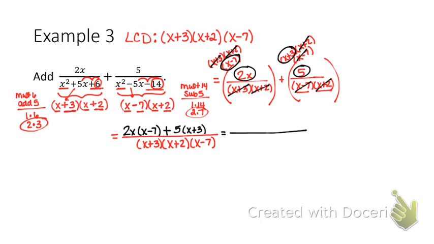Let's work in the numerator. What can we do? Distribute. Distribute what? The 2x into its parentheses. So 2x times x is 2x squared, and 2x times negative 7 is negative 14x. And then distribute that positive 5 times x, which is positive 5x. Guys, make sure you put the sign there. And then 5 times 3 is 15, all over that least common denominator.